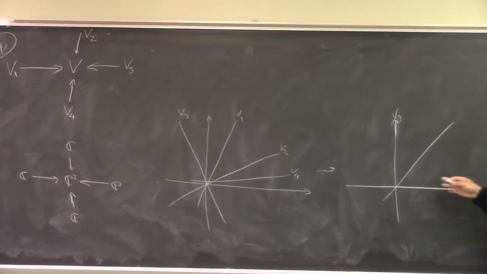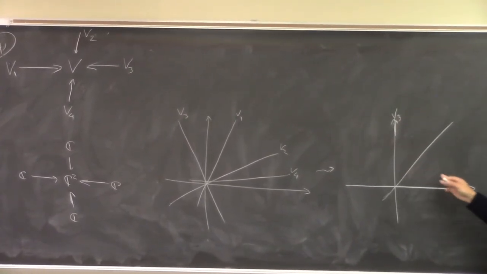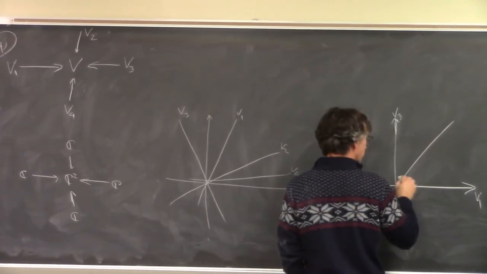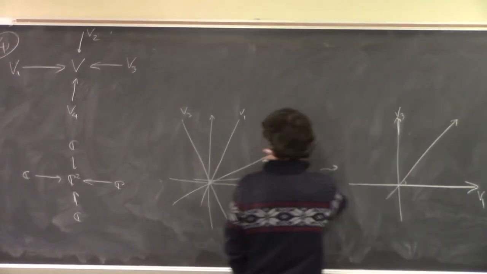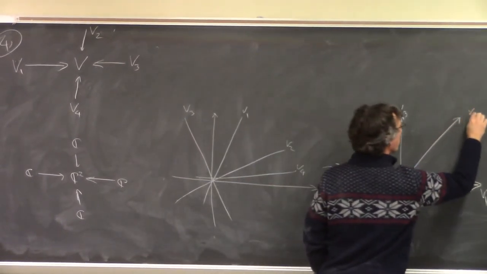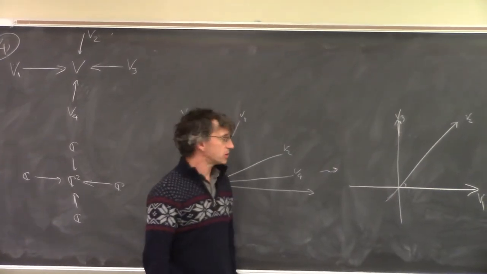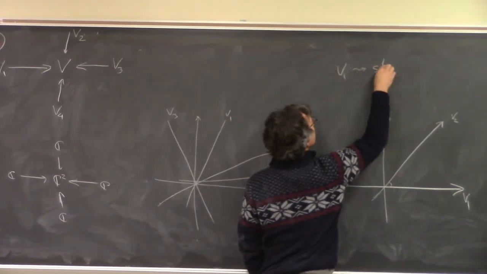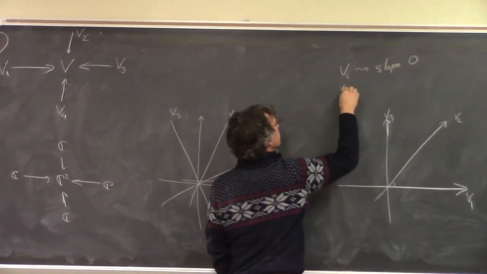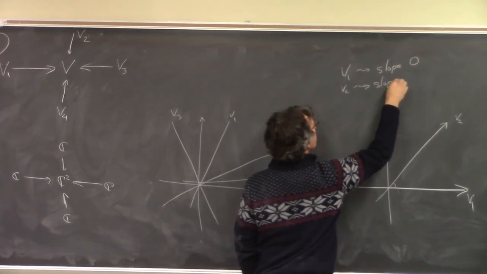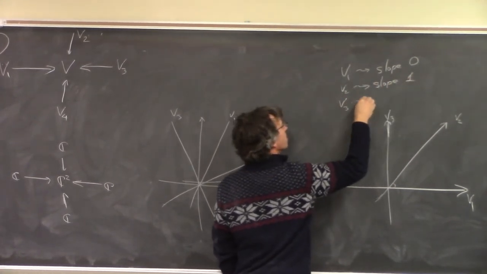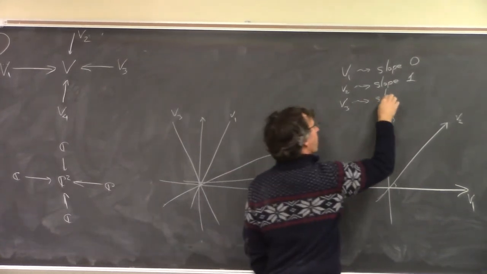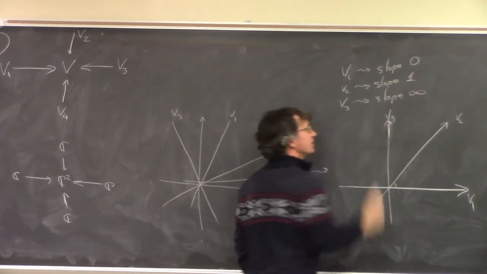And then I still have a little bit of freedom. I can rescale this axis, and the two will still remain axes. They would not change. But by rescaling them, I can make this have slope 1, and so the line V2 has slope 1. In other words, by changing the basis, I can have V1 have slope 0, V2 has slope 1. And what's the slope of the vertical line? Well, it's infinity.